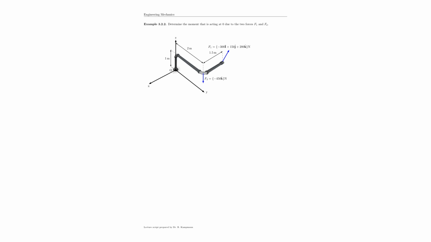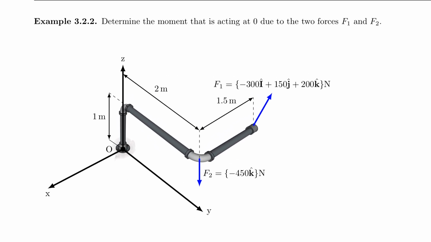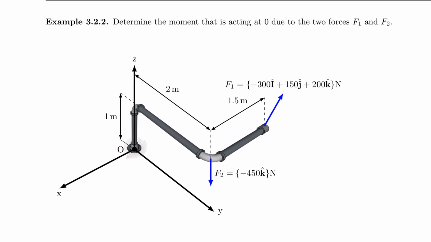All right, now it's time to look at a little bit more complex problem, and more complex is really not more difficult in this case. All we have to deal with is two forces. Here we have F1 and here we have F2. Now you need to calculate the moment that is acting at the origin of the coordinate system due to those two forces.